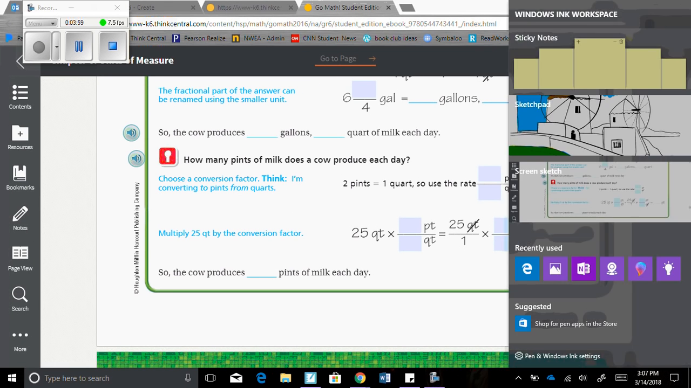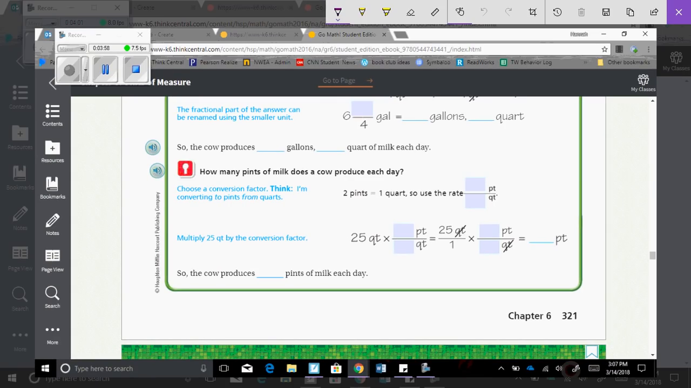Second part. How many pints of milk does a cow produce each day? Choose a conversion factor and think. I'm converting quarts to pints. So there's 2 pints in 1 quart. So I'm going to use the rate 2 pints over 1 quart. Now I have to multiply by 25, which is just 25 over 1. Cancel out your units so that we know we're going to be using pints in the end.